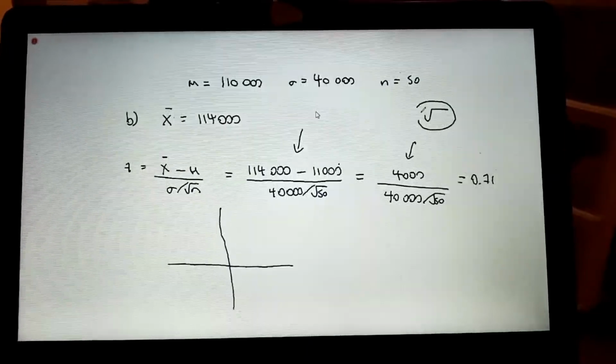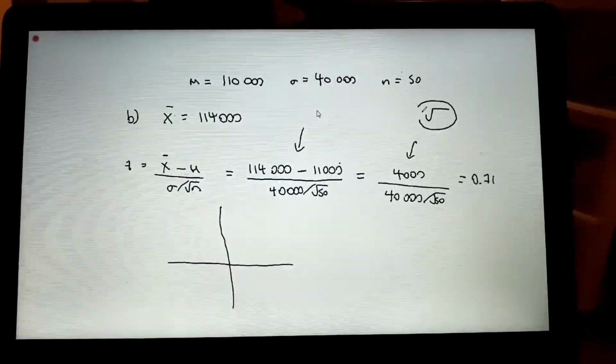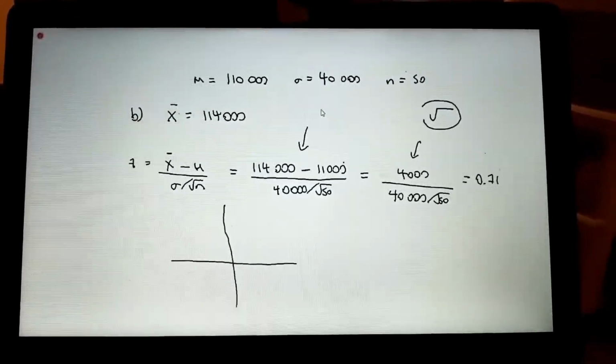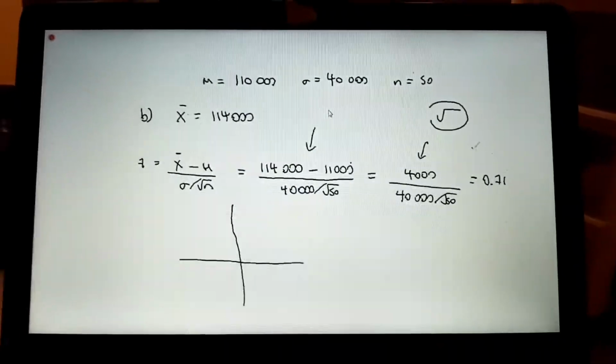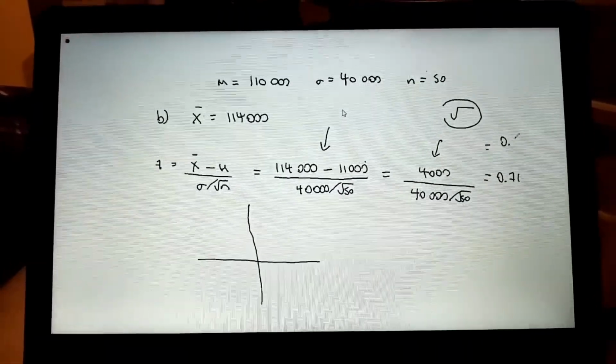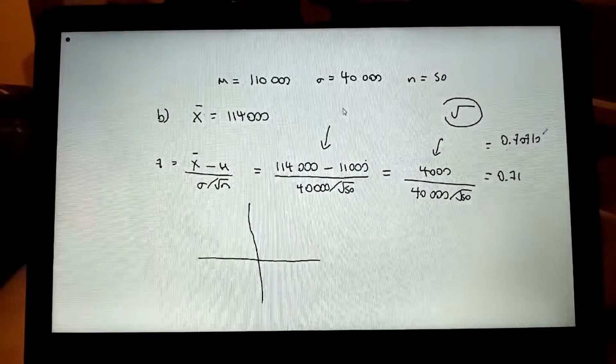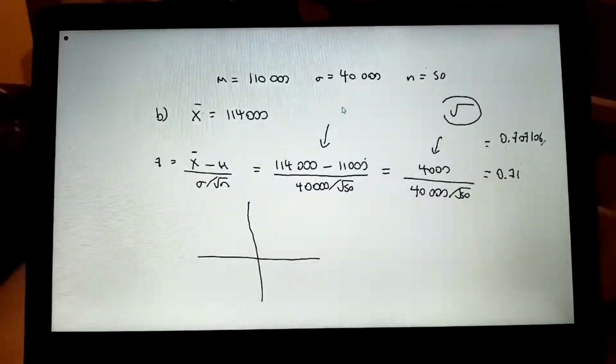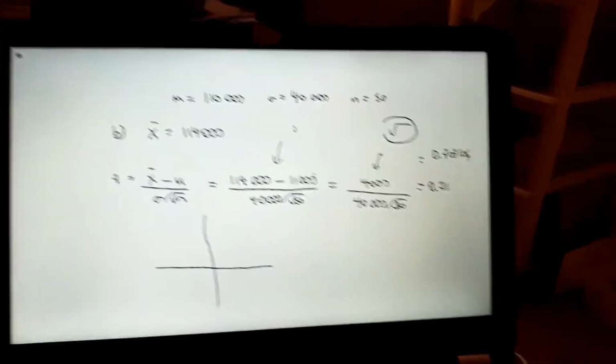Yeah, I'm seeing 0.707. Perfect. I just rounded it because these are always rounded to 2 decimal places. But the original is 0.7071. I just wanted to find out how to write that into the calculator. So that's how you do it.